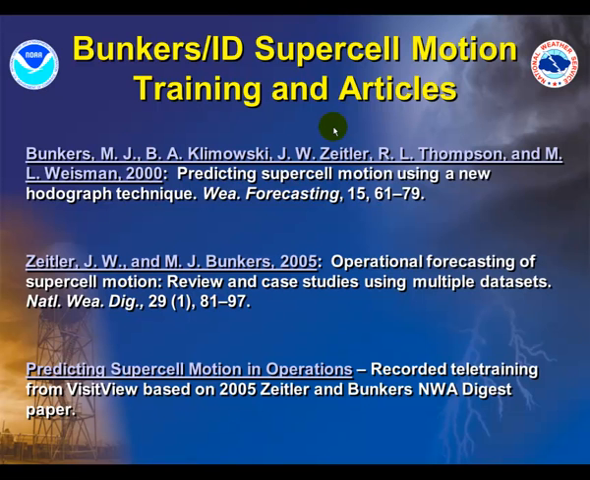Zeitler and Bunkers in 2005 in NWA Digest produced a more extensive paper that gave more examples and also examples of where it doesn't work very well, or where the limitations of the method for isolated storms just don't work because of additional propagation problems. And Matt Bunkers then developed a VISIT training session based on that paper that's available and can be played back teletraining-wise on the web, and is an excellent review of that method and its limitations.